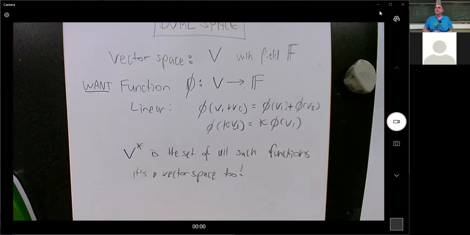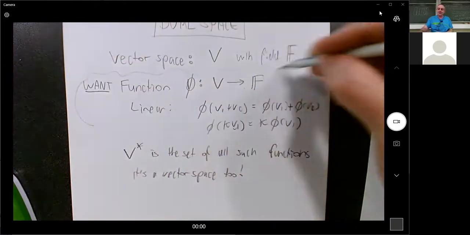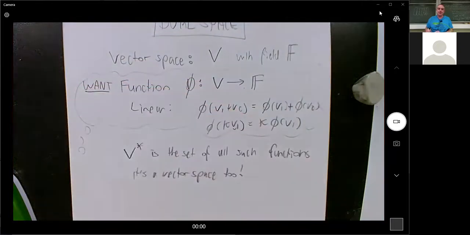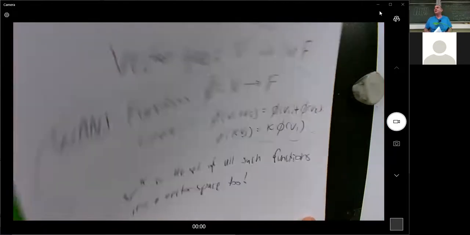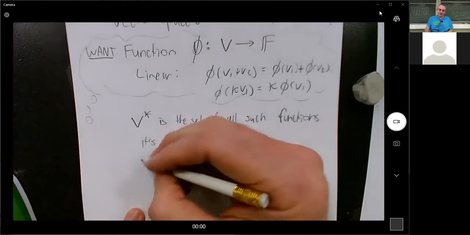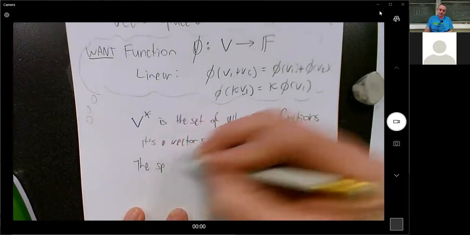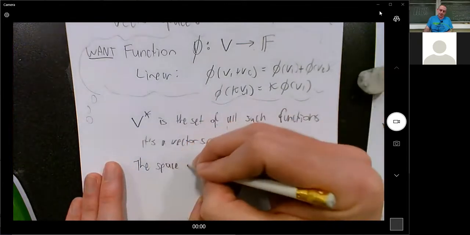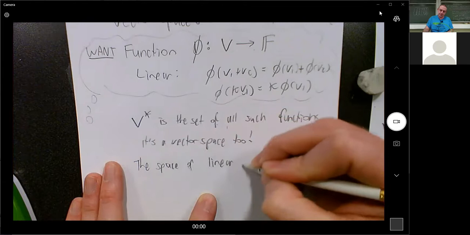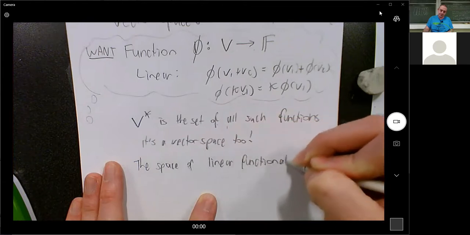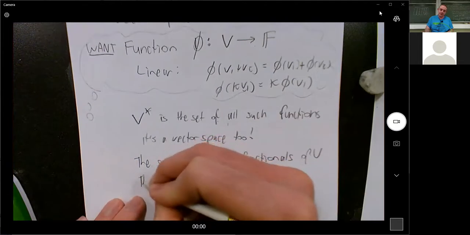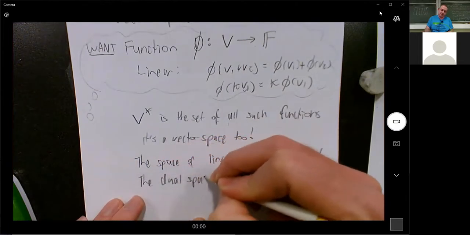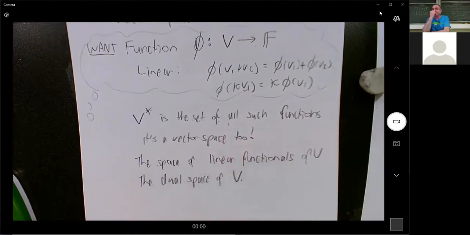Don't know yet. Let me just, bear with me. So this is what we think about. And they are called the linear functionals. And they're also called the dual space of V. Cool. Let's think about this for a bit.